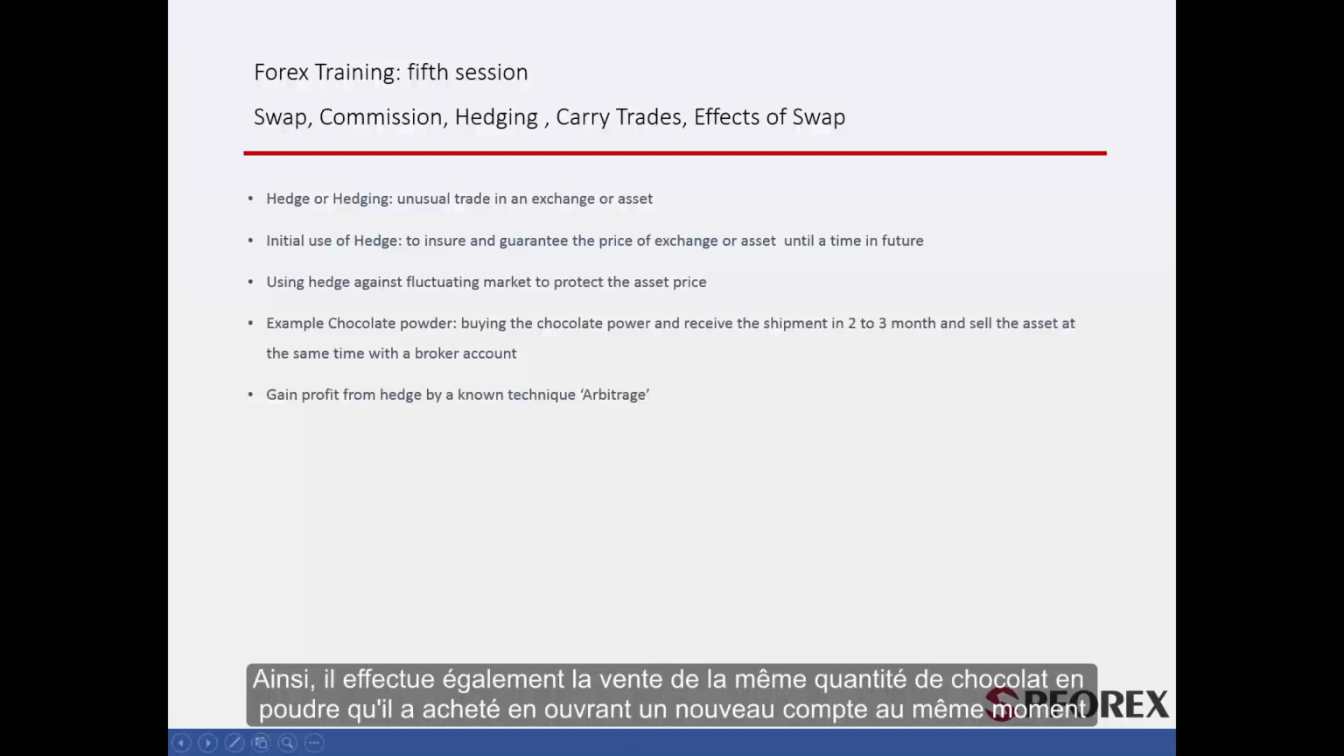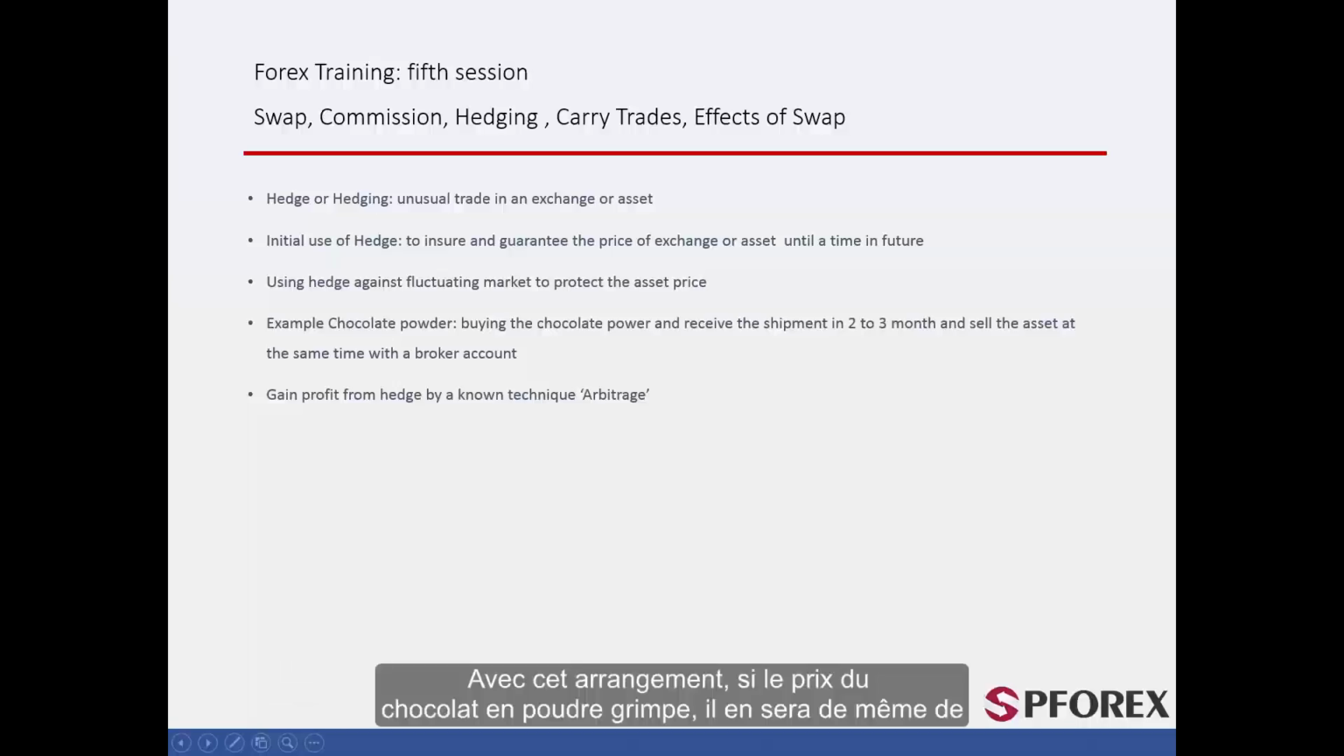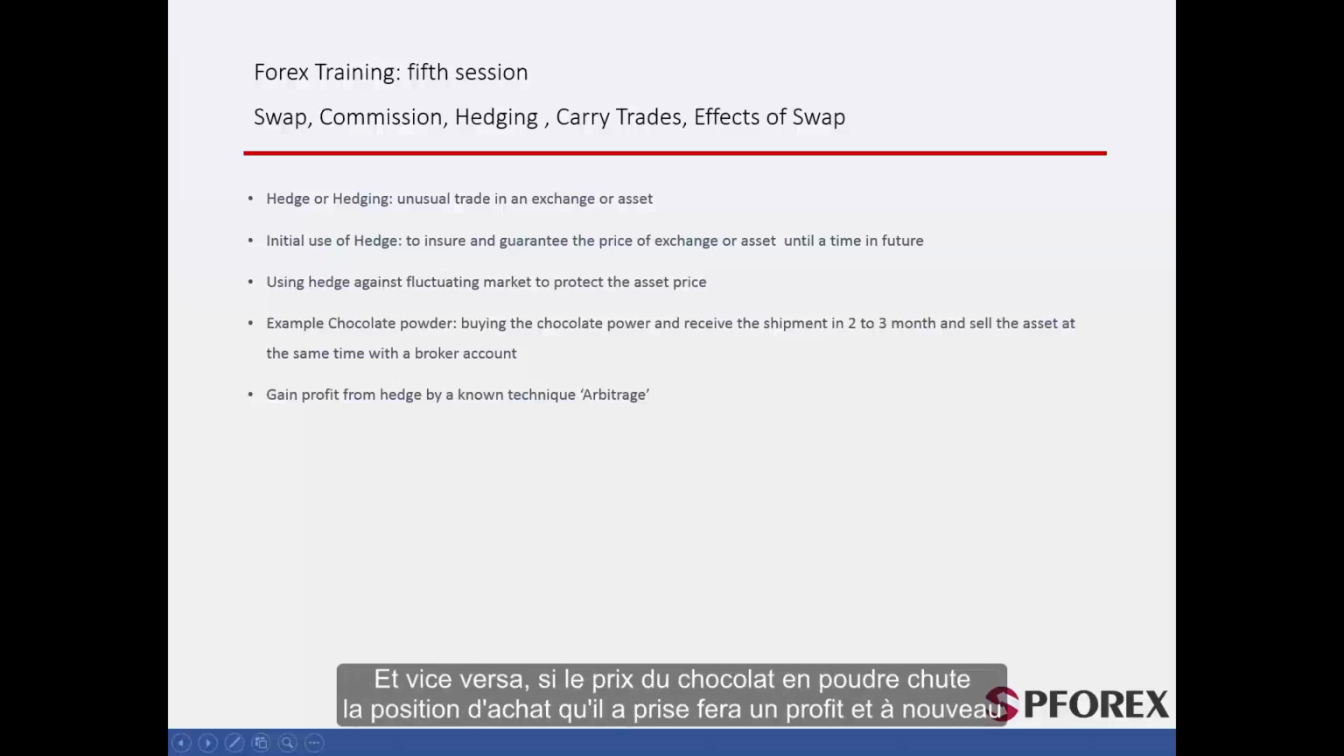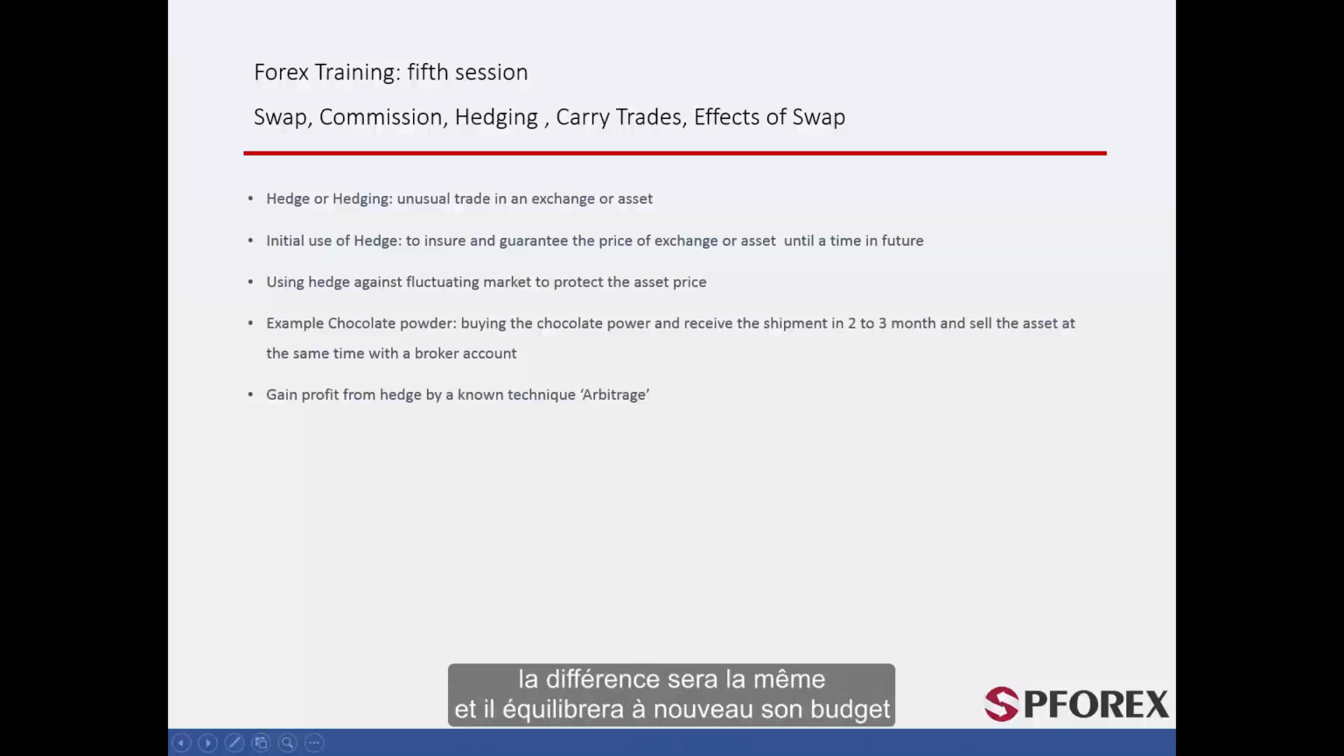at the same time. With this arrangement, if the price of the chocolate powder rises, so will the asset he bought, and his sell position will face losses with the same amount. In basic terms, this means that he will break even, and vice versa. If the price of the chocolate powder drops, the buying position that he has will make a profit, and again their difference will be the same and he will break even again.